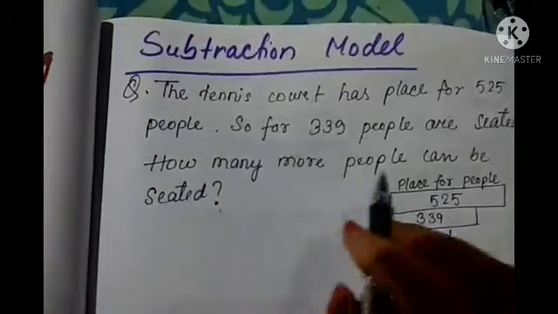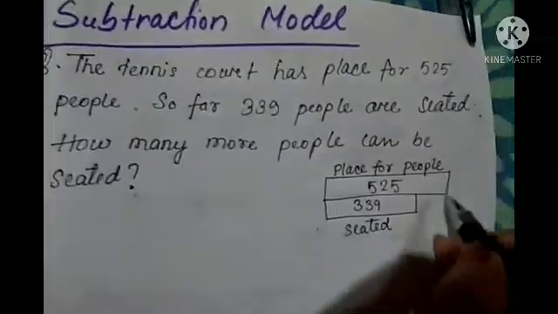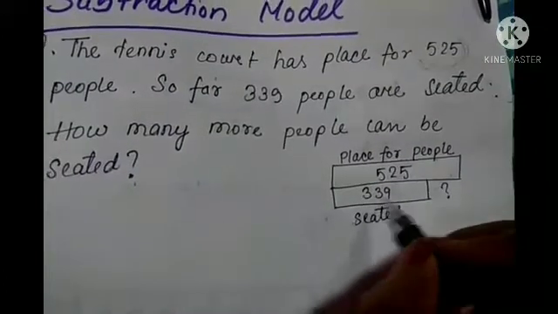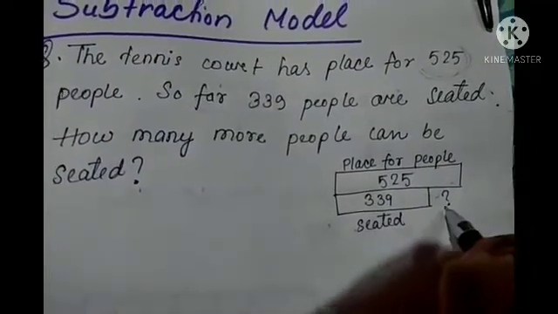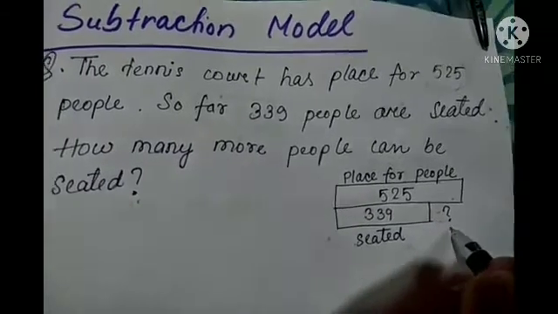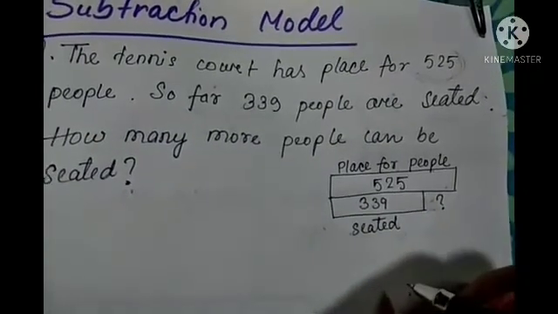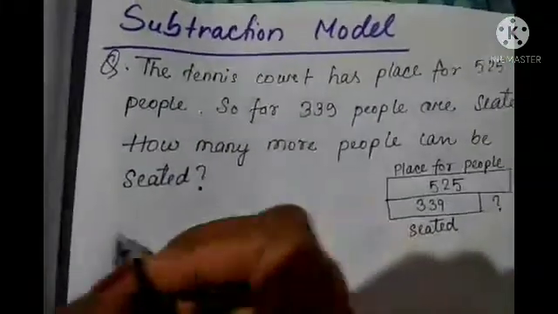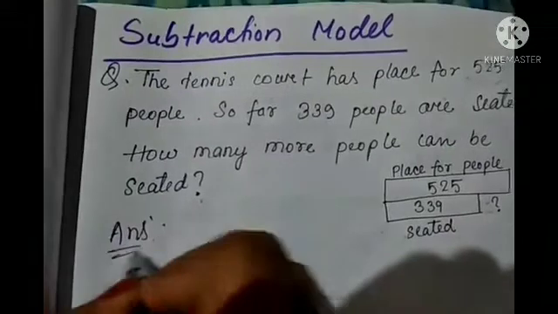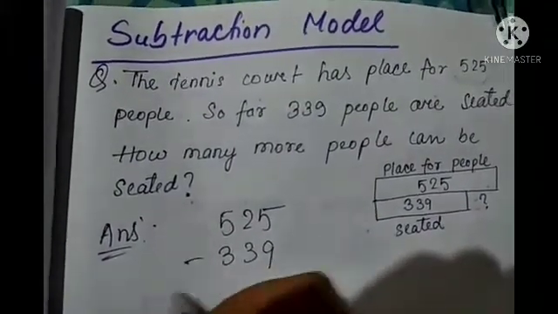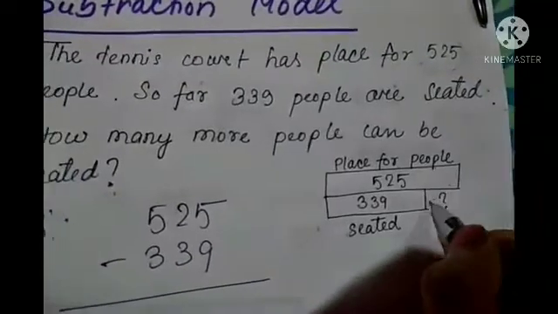Now how many more people can be seated? So you can see this place. Out of 525, 339 already filled. So we have to find out how many more can be seated. So you can see from this diagram, we can understand what we have to do, right? Yes, so from here we can understand that from 525 we have to subtract 339. Then we can easily get this.